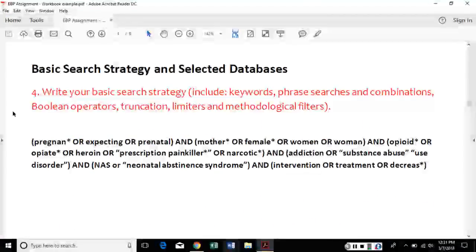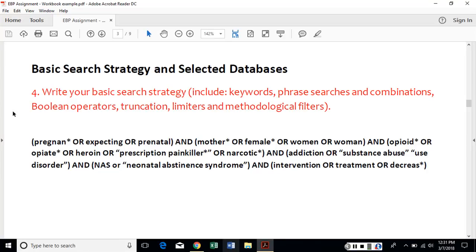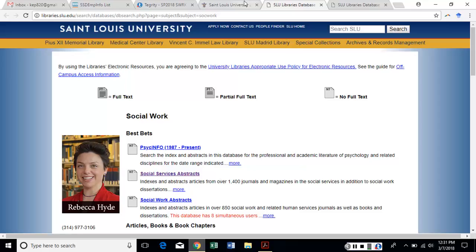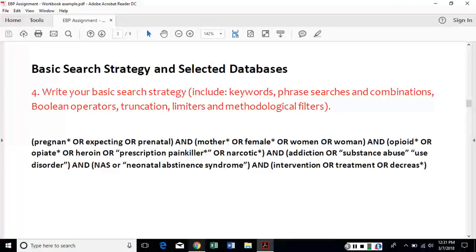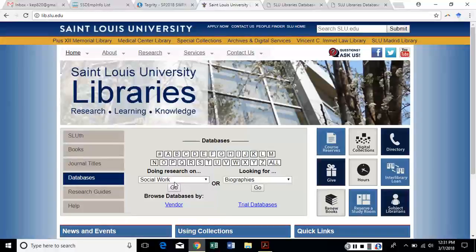Then you need to figure out, using your keywords table that we did in step 2, what's your search strategy? What words are you actually going to be plugging in? You don't have to have as complicated a search strategy as is here, but at least give me the keywords you're going to be searching. Because let's say I have my keywords, I'm actually going to be searching these databases.